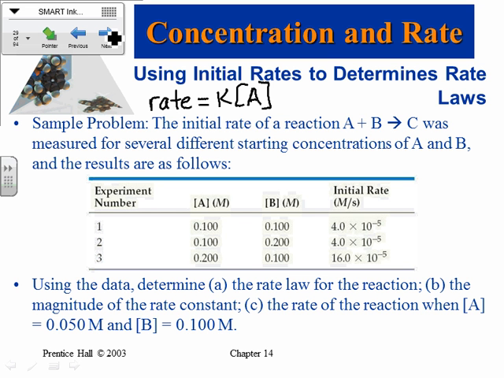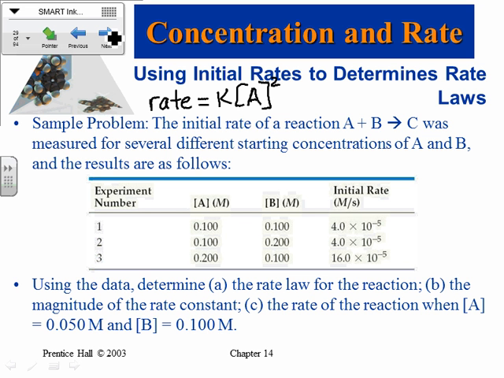Oh, I'm sorry, 1 and 3 is what I meant, because 2 and 3 is confusing since B is being halved there. So we don't want to do that. The two where B stays consistent are 1 and 3. In that case, we double A, and the rate goes from 4 times 10 to the 5th to 16 times 10 to the 5th. What happened when we doubled A? The rate quadrupled, right? So we need an exponent of 2 there.